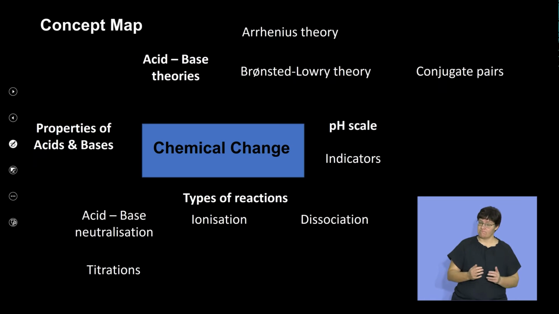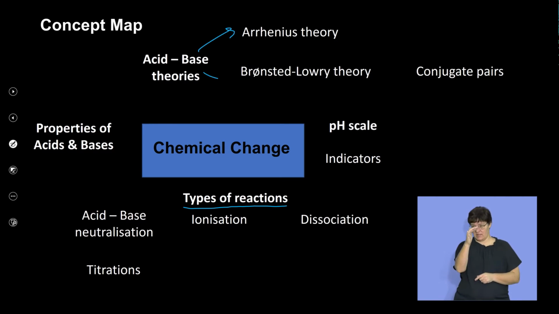Now, let's look at the overview of acids and bases as a component of the broader knowledge area of chemical change. So definitely we will look at the different types of reactions involved as far as acids and bases are concerned. But more importantly, we would also look at the theories that have to do with acids and bases, which is your Arrhenius Theory, your Bronsted-Lowry. We'll also look at different techniques that have to do with acid-base reactions.